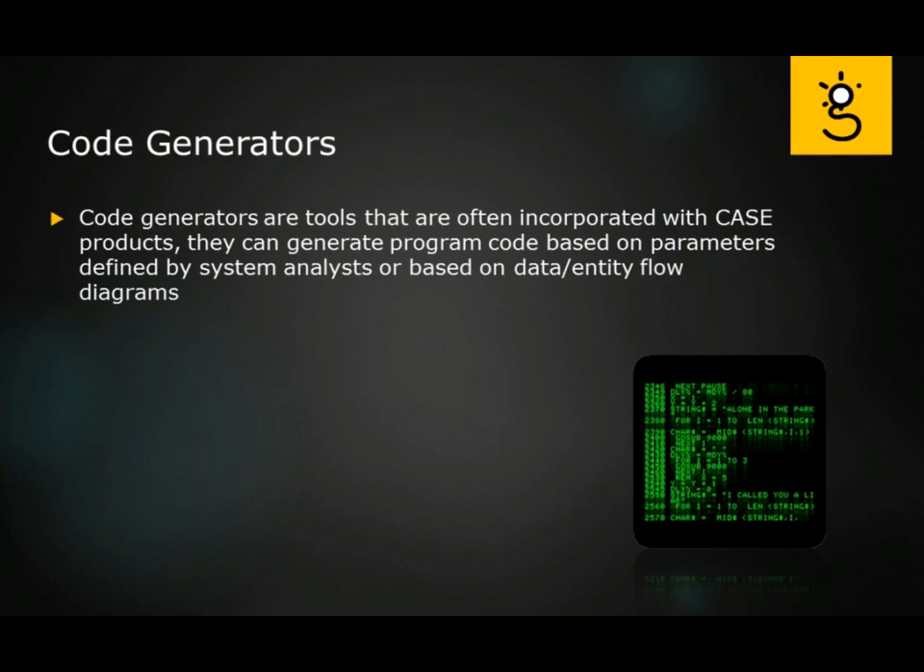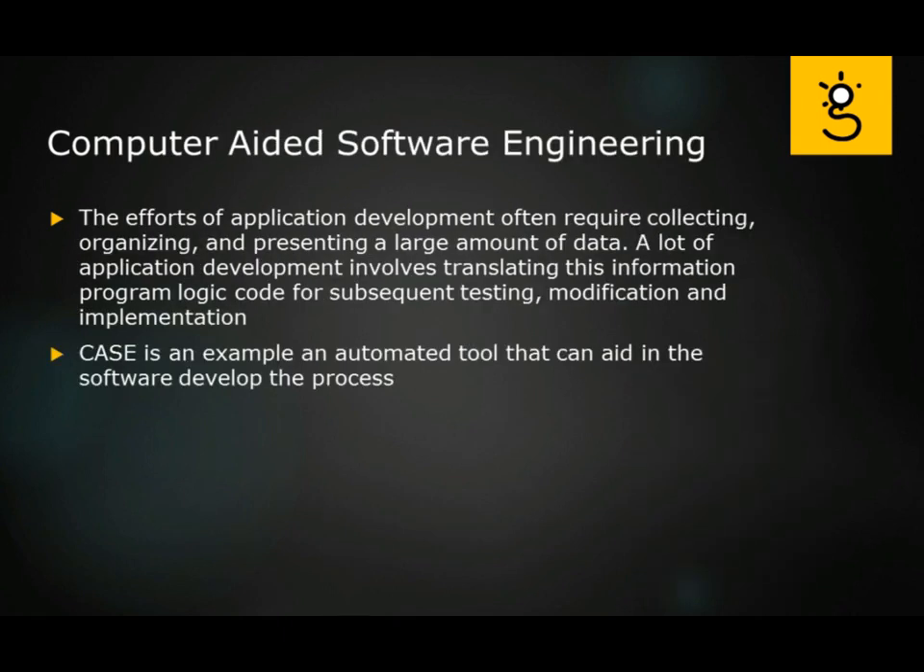Now, code generators are tools that are often incorporated with CASE products. They can basically generate program code based on certain parameters that you as the system analyst would define, or they can be based on the data or entity flow diagrams that you create. Since I said that code generators are part of CASE, let's talk about what it is. It's computer-aided software engineering.